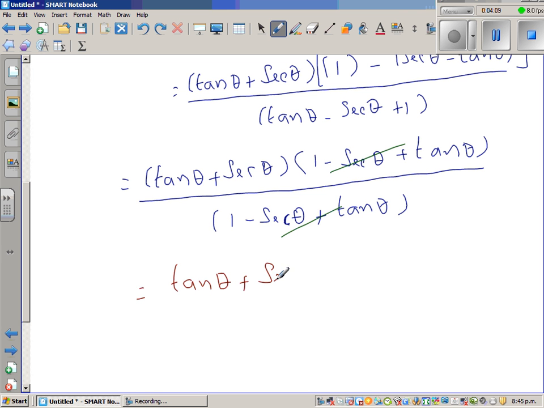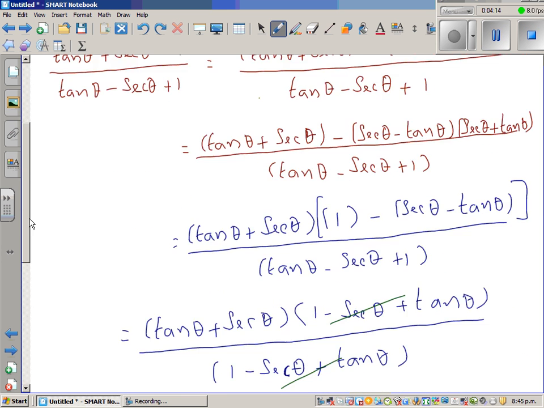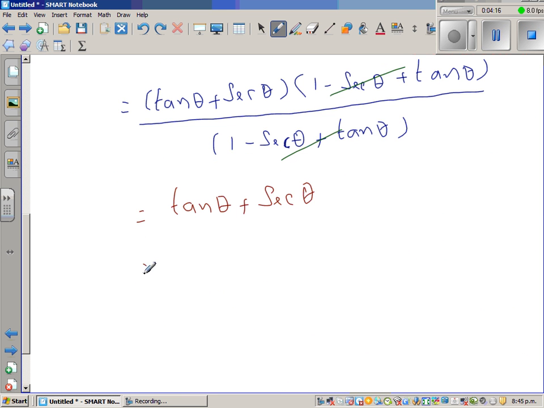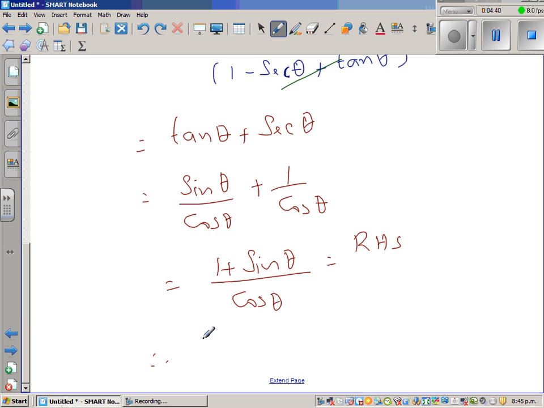Now you may wonder, how can we prove the right hand side? The right hand side is 1 plus sine over cos. So what is tan? Tan is a ratio of sine theta over cos theta, plus sec is the reciprocal of cos. And this is nothing but 1 plus sine theta over cos theta, which is nothing but your RHS. Therefore, I can say LHS is equal to RHS.